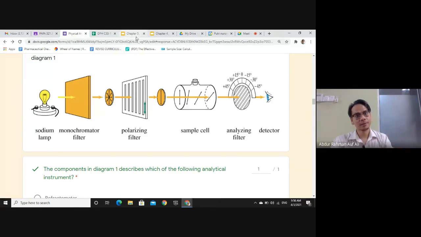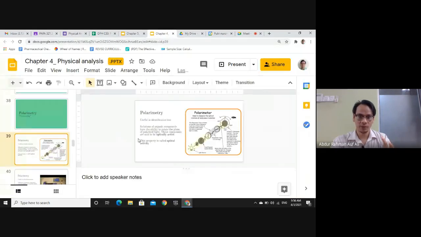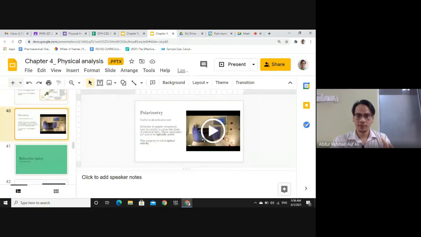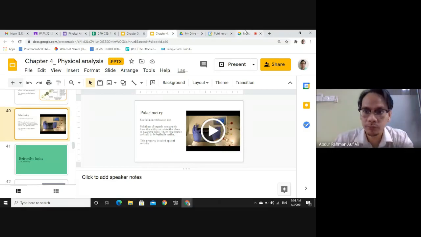Tetapi sekarang kita dah tak guna yang macam mikroskop tu. Kita guna like this one, macam video yang saya share tadi. Okay, just this machine, instrument, masukkan dalam tu, ada screen, kita ambil bacaan. Tak payah observe macam mikroskop untuk cari cahaya dah. Okay, because the machine will do that for you.